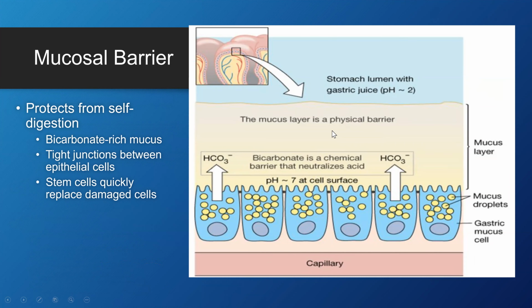Now, because the stomach has a very low pH, about 2, it needs to be protected. The stomach needs to protect its own tissue from this strong acid, and it's done by a mucus layer. The mucus layer is a physical barrier, and plus it has bicarbonate that neutralizes acids. So bicarbonate-rich mucus for protection, tight junctions between epithelial cells. This is where they show these tight junctions. And plus the stem cells quickly replace the damaged cells of the stomach.